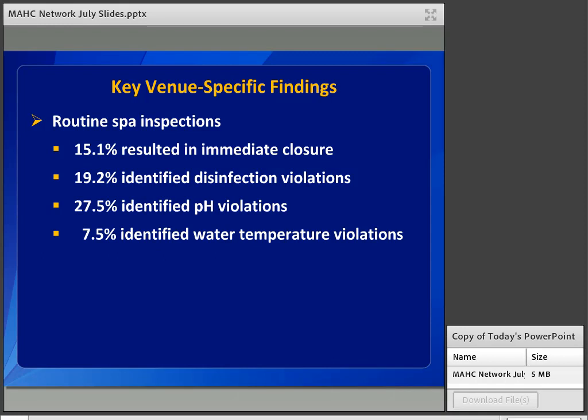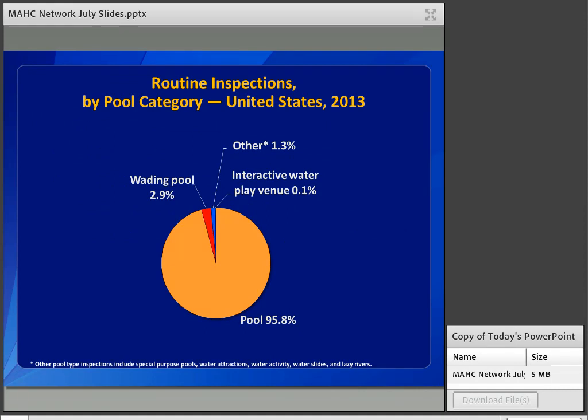Again, pH violations in hot tub spas are affecting the inspection results overall, and 7.5% of hot tub spa inspections identified water temperature violations. When we look at the data in terms of pool category, so are we talking interactive water play venue, wading pool, what are we talking about? We found that most of the jurisdictions we worked with classified a pool as a pool. They didn't specify the pool type. So over 95% of the inspection records we looked at were specific to a pool, about 3% to a wading pool, 0.1% to an interactive water play venue, 1.3% to other.